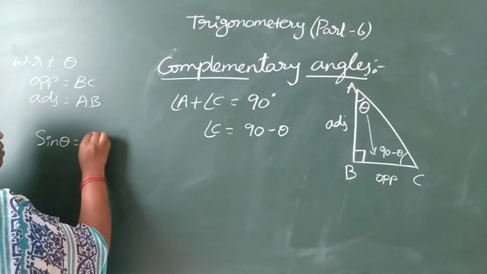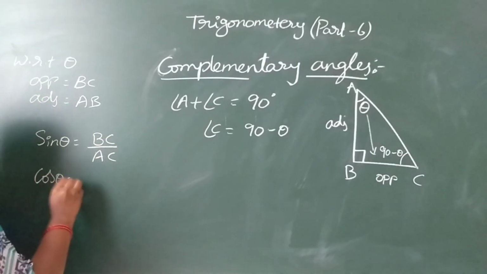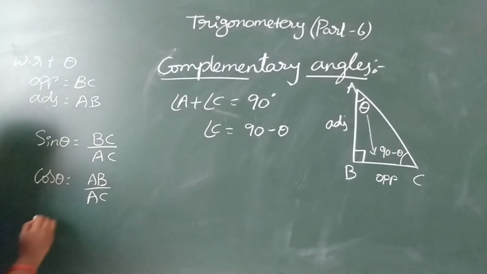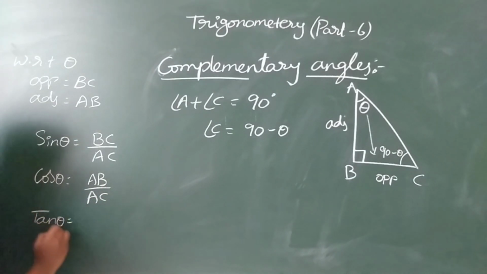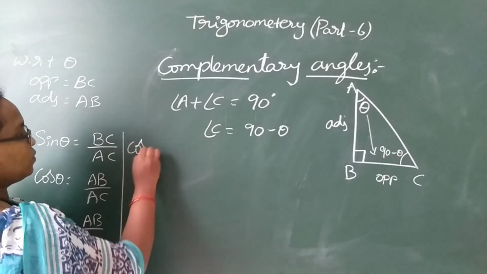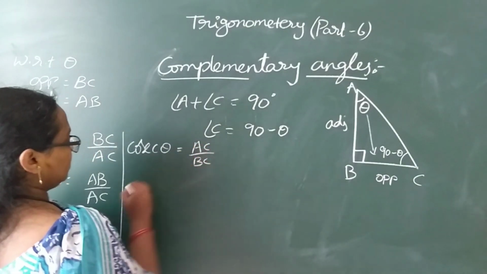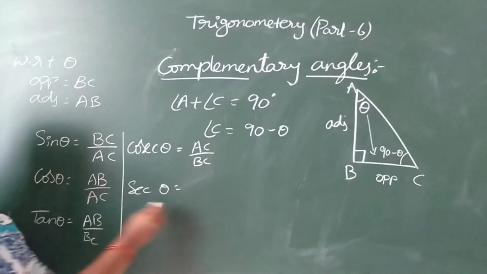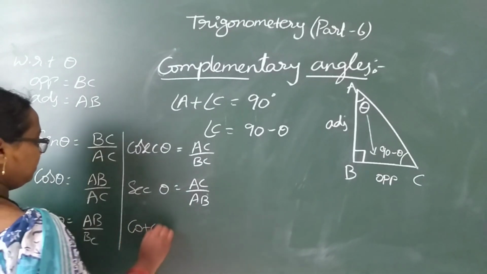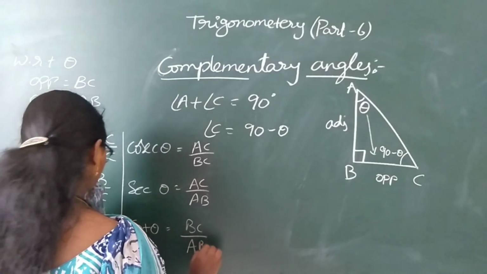Now sin theta means opposite by hypotenuse, that is BC by AC. Cos theta will be adjacent by hypotenuse. Next, tan theta will be opposite by adjacent, that is BC by AB. Similarly, cosecant theta is hypotenuse by opposite. Secant theta is hypotenuse by adjacent, that is AC by AB. And cot theta will be adjacent by opposite.